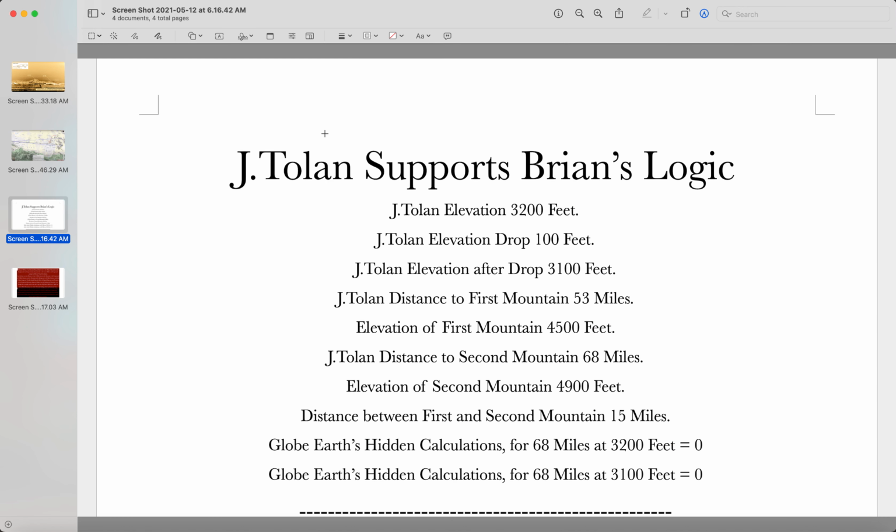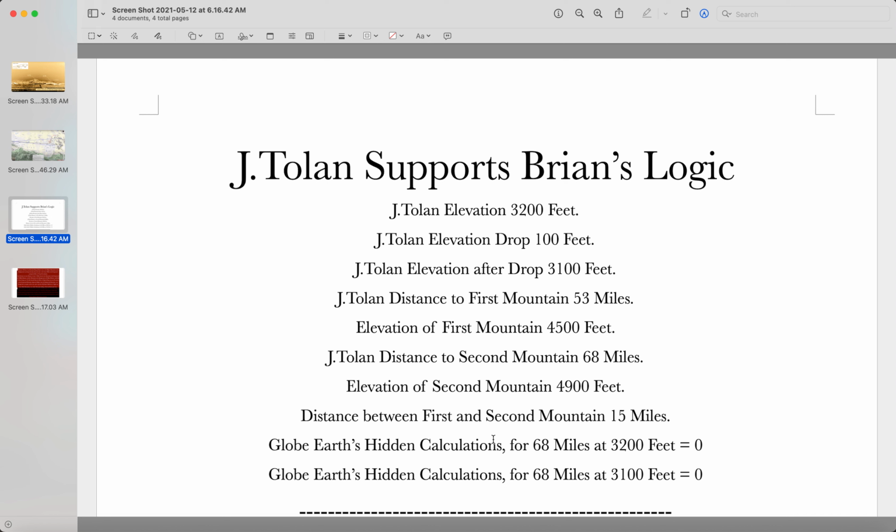So, right, Jtolan's elevation is 3,200 feet. Jtolan dropped by 100 feet, because this was to do with parallax, which is a different video I'm going to do, on visual occultation. Jtolan's elevation after the drop is 3,100 feet. His distance to the first mountain is 53 miles, and its elevation is 4,500 feet. His distance to the second mountain is 68 miles, and its elevation is 4,900 feet. The distance between the first and second mountain is 15 miles.